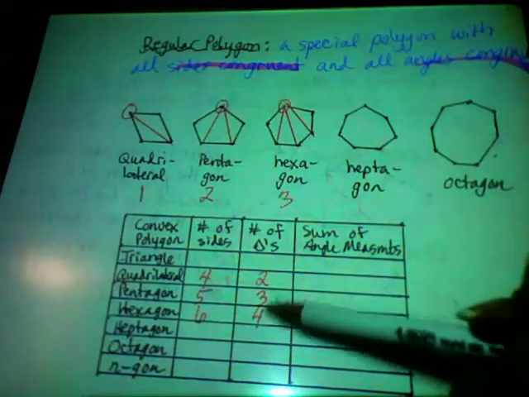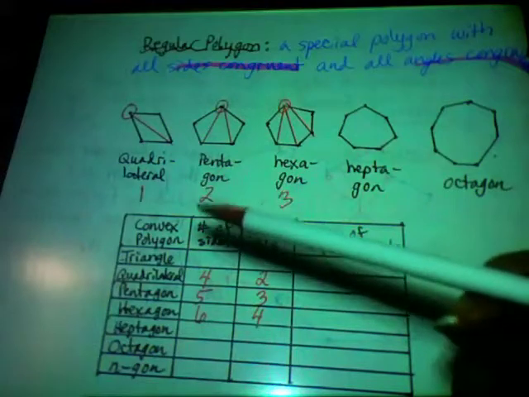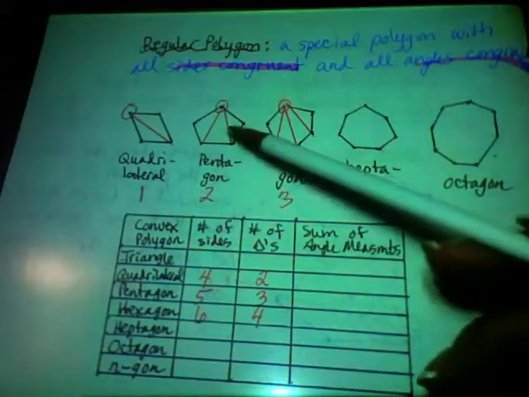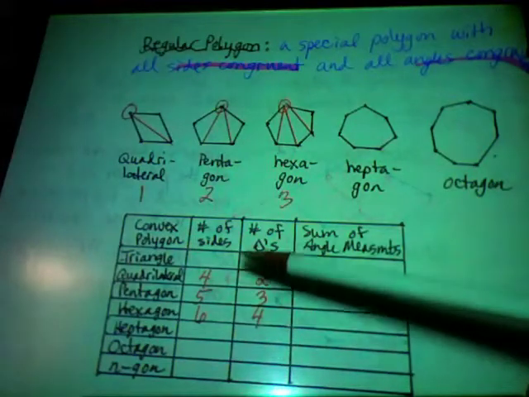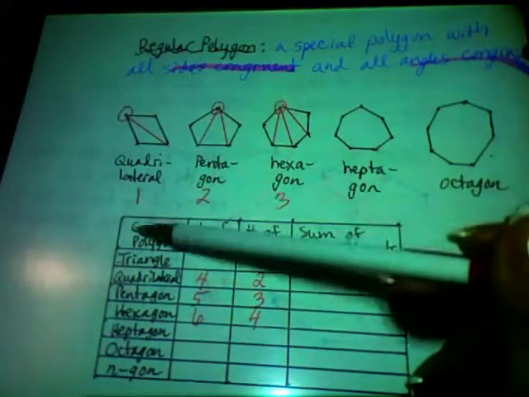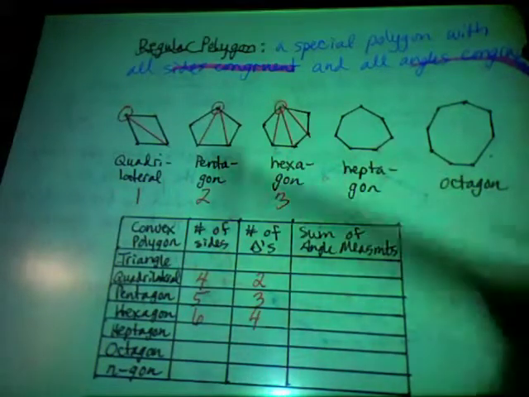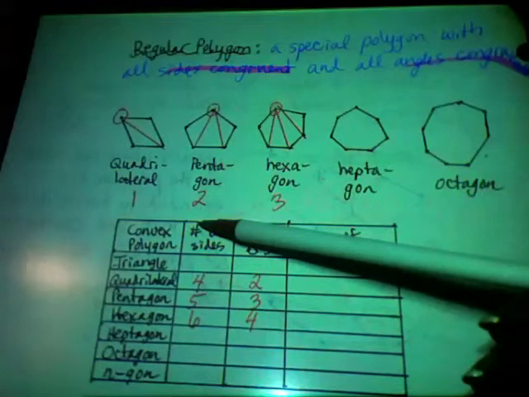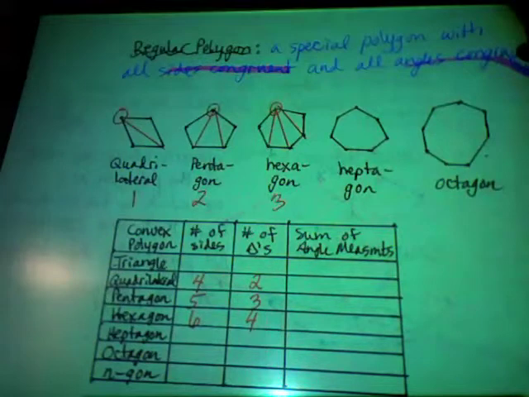What's happening to the number of triangles? Increasing by one. What is the correlation between the number of sides and the number of diagonals? Four sides, one. Five sides, two. Six sides, three. What's always happening? Four minus one, three. Five minus two, three. Six minus three, three. So the number of sides is always different by 3 for the diagonals.